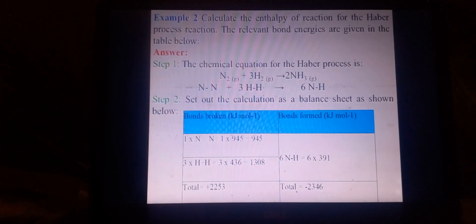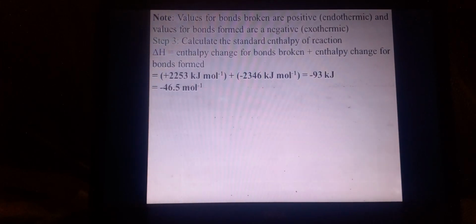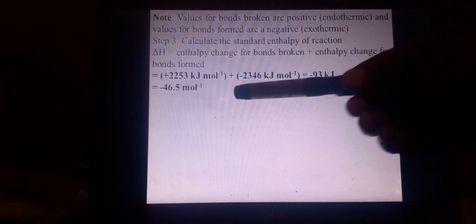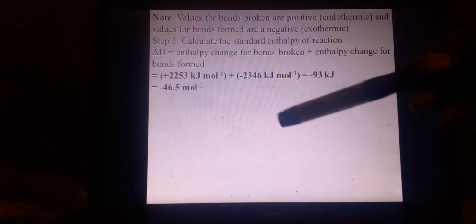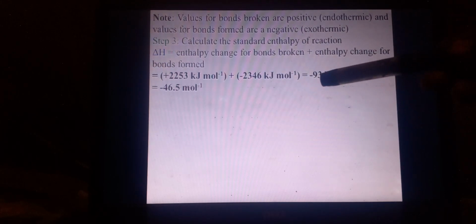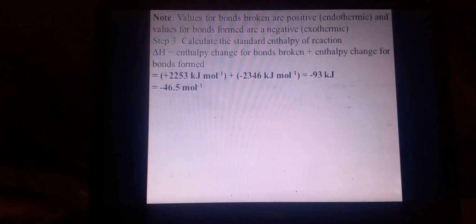Now we proceed and get delta H, which involves the enthalpy change for bonds broken plus the enthalpy change for bonds formed. So it will be positive 2,253 kilojoules of heat plus negative 2,346 kilojoules of heat, which will give us negative 93 kilojoules of heat.